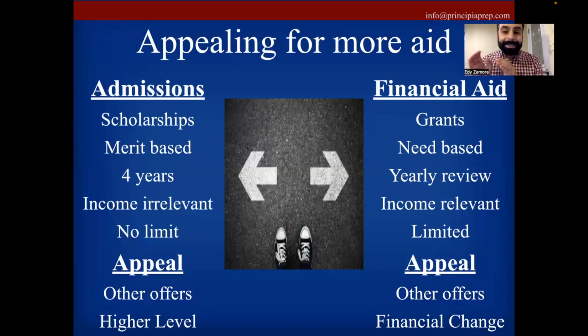For financial aid, it's different from the admissions office from this point of view. Admissions can go over budget. Financial aid cannot go over budget. Let me explain to you what I mean by over budget. If you're looking at a school that costs $50,000 a year, and let's say that school gave you a $25,000 scholarship, great amount. So you have a $25,000 scholarship for a $50,000 college.